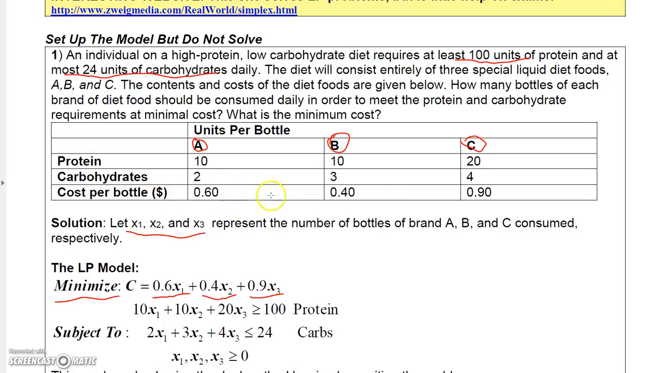And now if we have to have at least 100 units of protein, then the amount of protein must be greater than or equal to 100. And let's look where you get the protein from. You get 10 units of protein per bottle A, 10 units of protein per bottle B, and 20 units of protein per bottle C. So the coefficients here would be 10x1 plus 10x2 plus 20x3, and that's your total protein. So set that greater than or equal to 100.